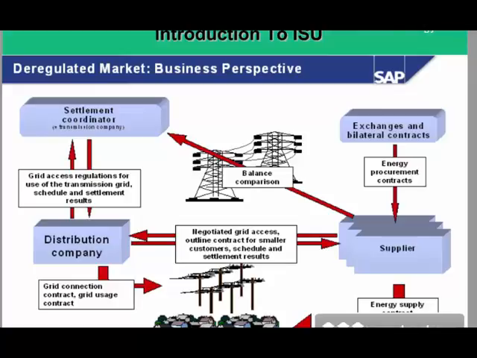So basically through multiple contracts and through exchanges, the supplier buys electricity from the distribution company, which then deals with the transmission company. So in the whole deregulated setup, the beneficiary is the business partner, along with the consumer. The consumer gets the best priced electricity from the supplier.